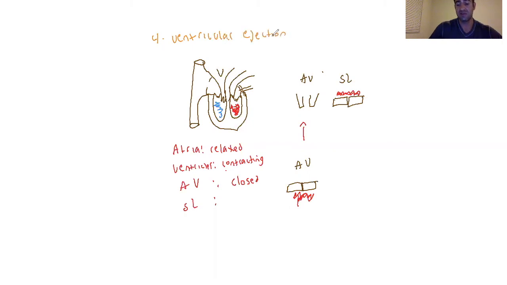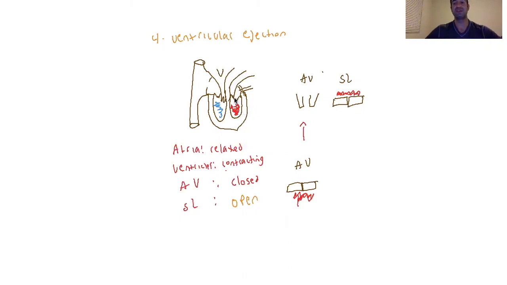All right, so let's kind of talk about what has happened here. So now the SL valves are going to be open. So let me kind of show you what's happening here. Now blood, due to the pressure generated in the last stage, will be enough to force open the SL valves and eject blood.